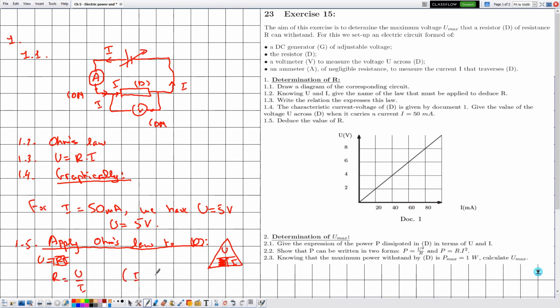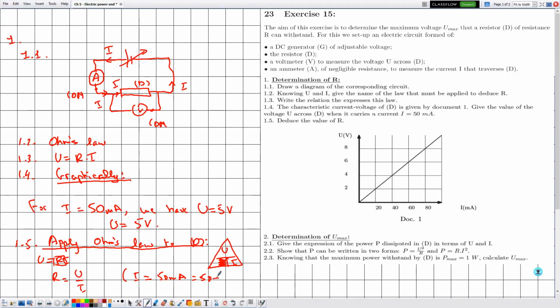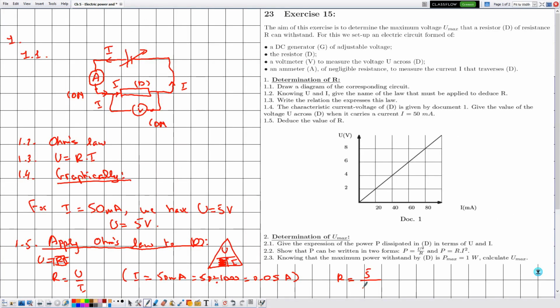Now the value of I is equal to 50 milliamperes, and in order to convert from milliamps to amps, we divide by 1000. So 50 divided by 1000 is equal to 0.05 amperes. Then the value of R in this case is given by 5, because we have 5 volts for 50 milliamps. This is given by 100 ohms. So the value of R is equal to 100 ohms.